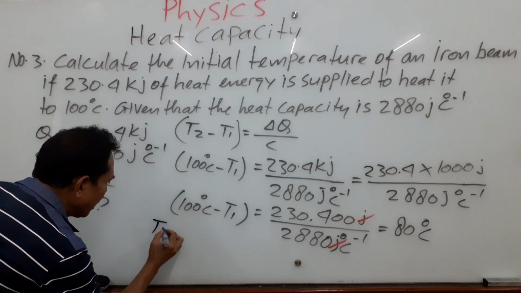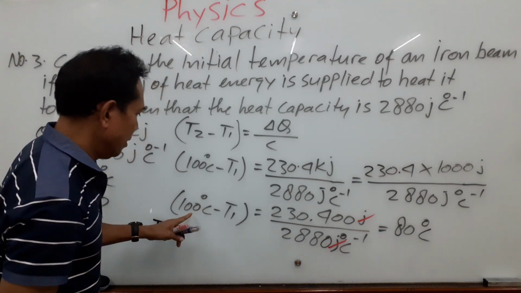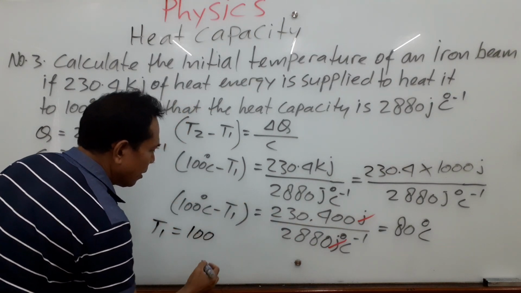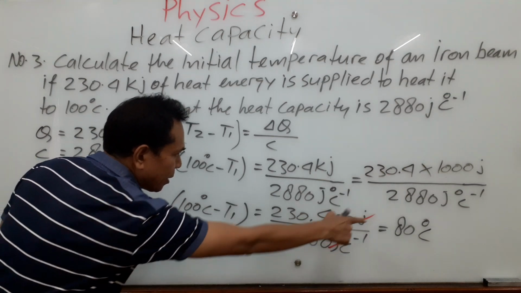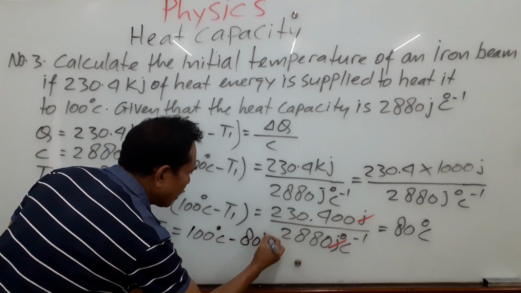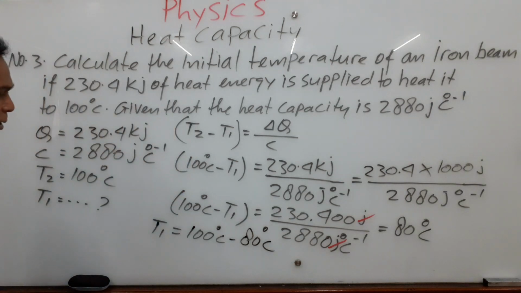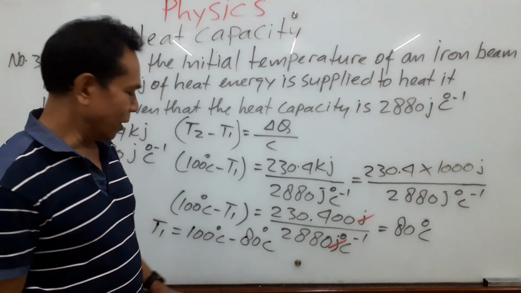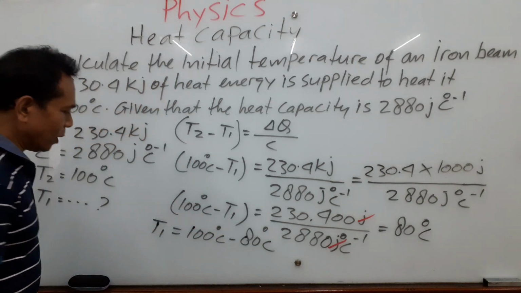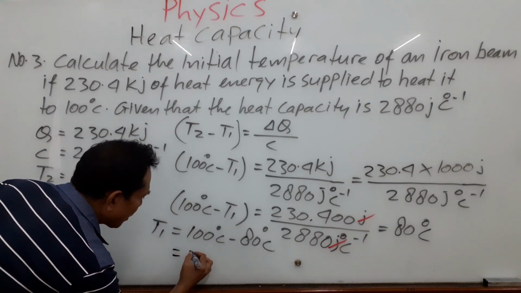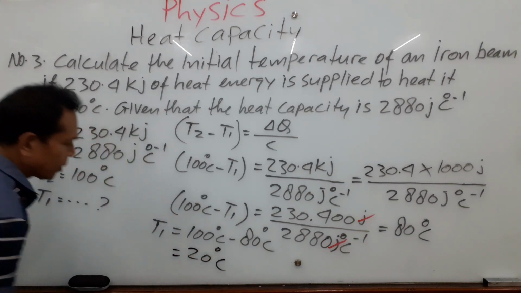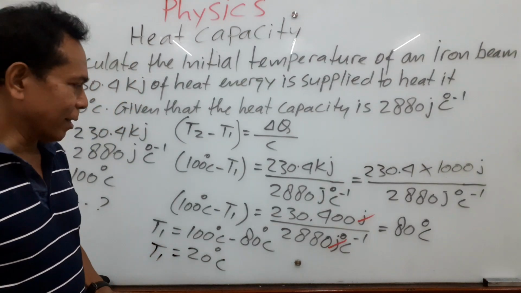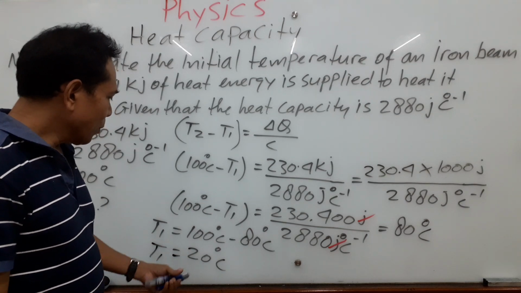So we put T1 equals this T2, we bring over there. So 100 degrees Celsius minus that one, 80 degrees Celsius. Okay, so between 100 and 80 there is 20. So 100 minus 80 is 20. So it is 20 degrees Celsius. So T1, the initial temperature, is 20 degrees Celsius, okay? The initial temperature is 20 degrees Celsius.